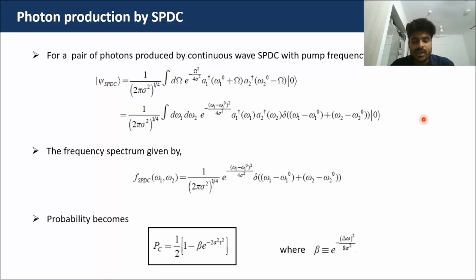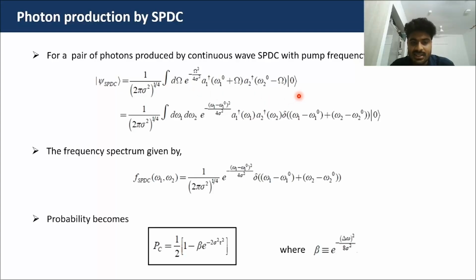Till this point, we have seen how an idealized two-photon state with a temporal delay was sent to a beam splitter and eventually detected. Now we move on to a more realistic experimental setting, where a pair of photons produced by continuous wave spontaneous parametric down conversion, with pump frequency omega p being the sum of the frequencies omega 1 and omega 2. This system is described by the state psi SPDC, and its mathematical form is given in the slide in this expression.